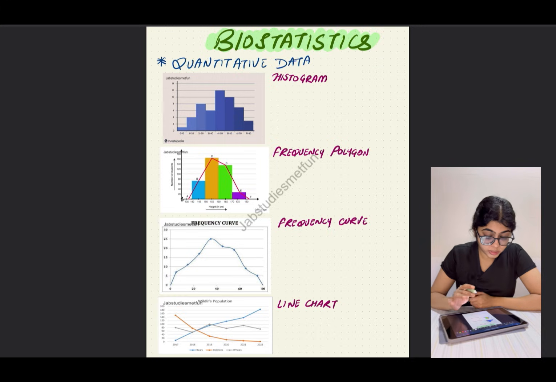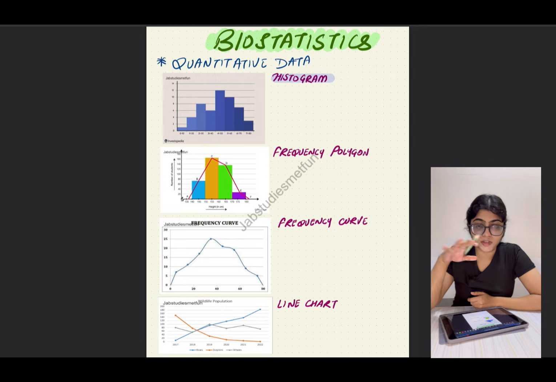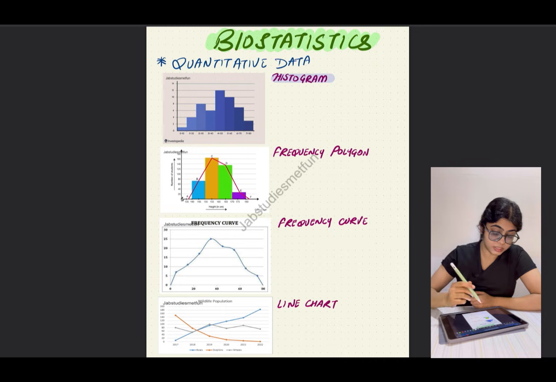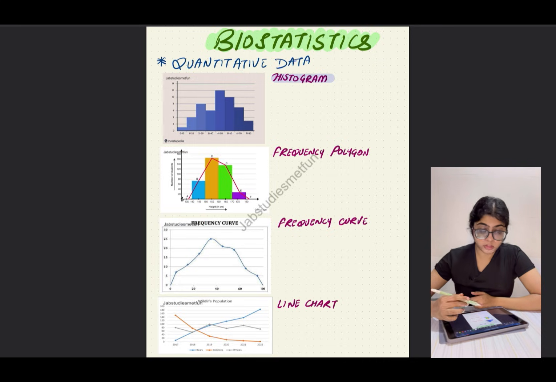So the first kind of data that we'll talk about will be quantitative data. The first image over here is histogram. So what exactly is a histogram? It's very easy to identify. First you have to see it's a bar graph which is a continuous representation of data. So the first four images over here, they will always represent continuous data. You have to remember that. And the type of data that they represent is quantitative data.